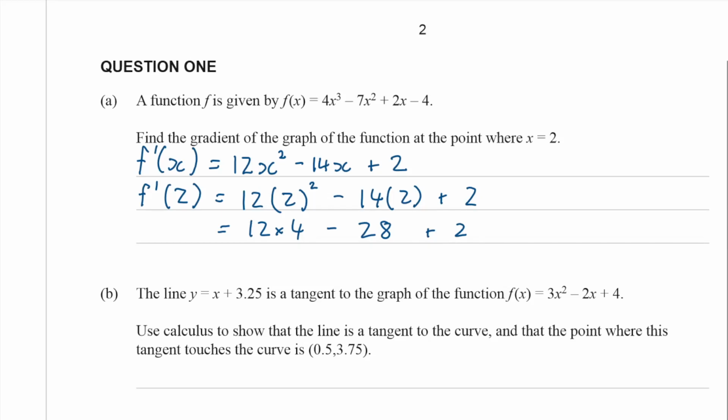12 times 4 gives 48. Minus 28 gives 20, plus 2 gives 22. So that would be our final answer. And if we got that far, well done, we get achieved for that question.